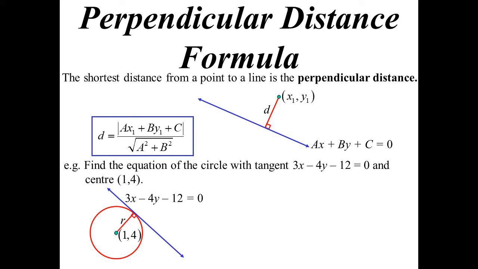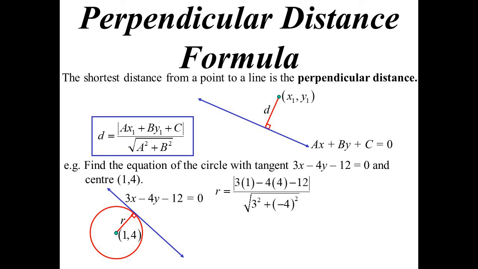Because if we want the equation of a circle, we need the radius, and we need the centre. We've got the centre, we want to work out the radius. This is where circle geometry comes into it, because the radius is always perpendicular to the tangent at the point of contact. So in fact, we are finding the perpendicular distance of that point to the line. General equation, sub in the point, over Pythagoras.